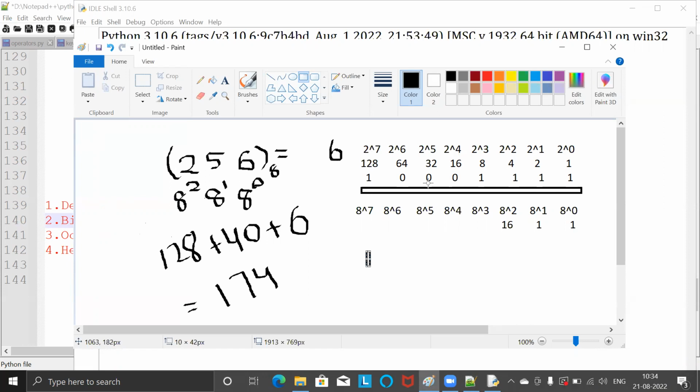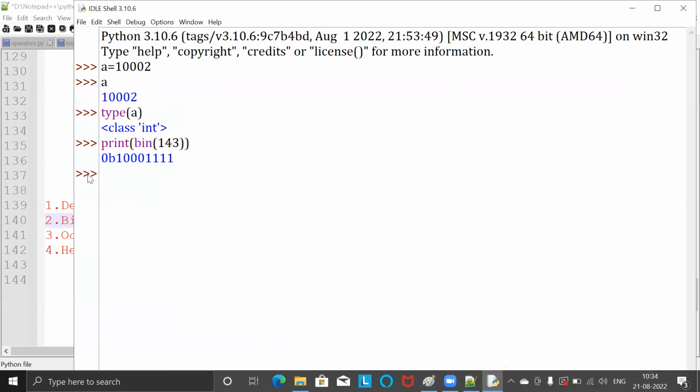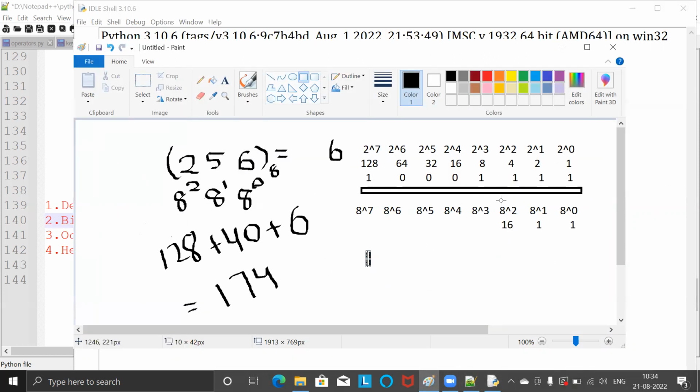So it returns 1. The total: 128 plus 8 is 136, 136 plus 4 is 140, 140 plus 2 is 142, 142 plus 1 is 143. Like this we convert numbers to binary form and binary form to numbers. From binary form to numbers we already know, this is the binary form.